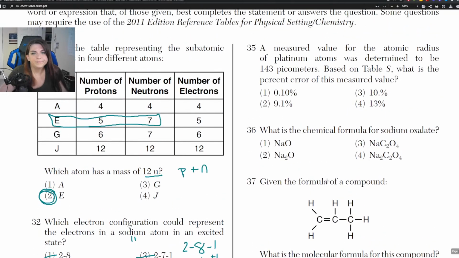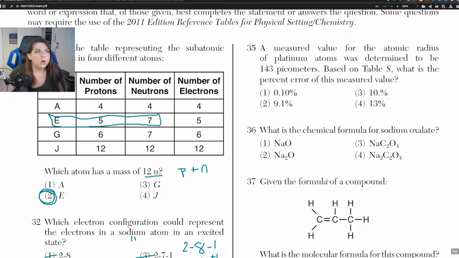35. Ugh, gross. Percent error. It's our first calculation, though. A measured value for the atomic radius of platinum atoms was determined to be 143 picometers. Based on Table S, what's the percent error of the measured value?